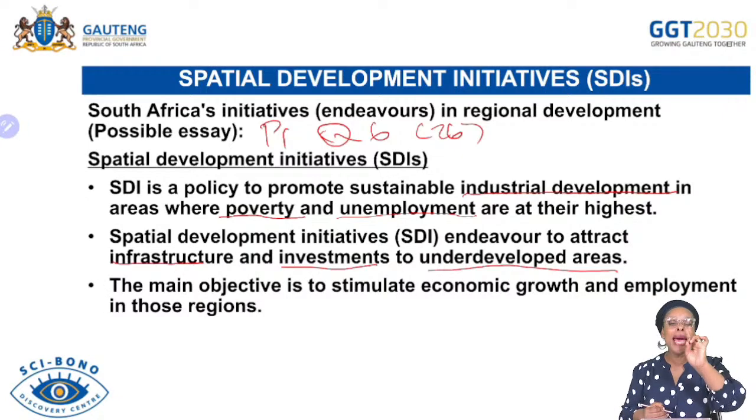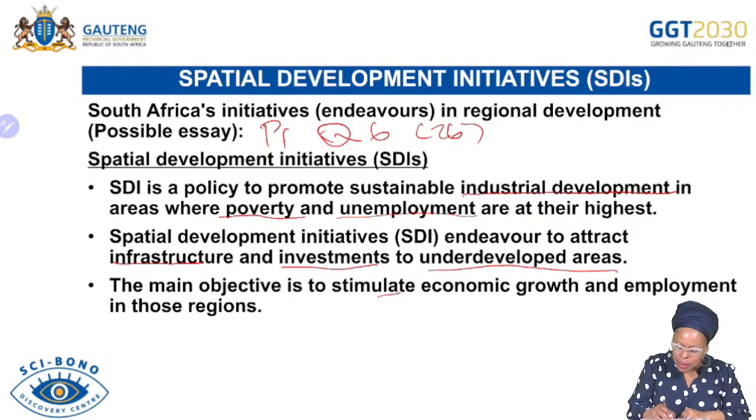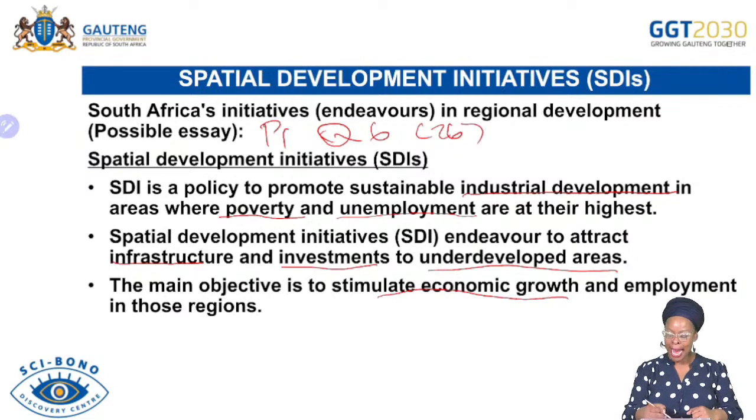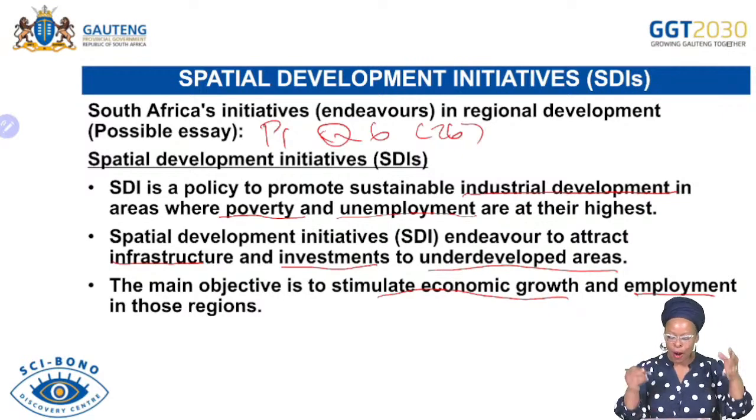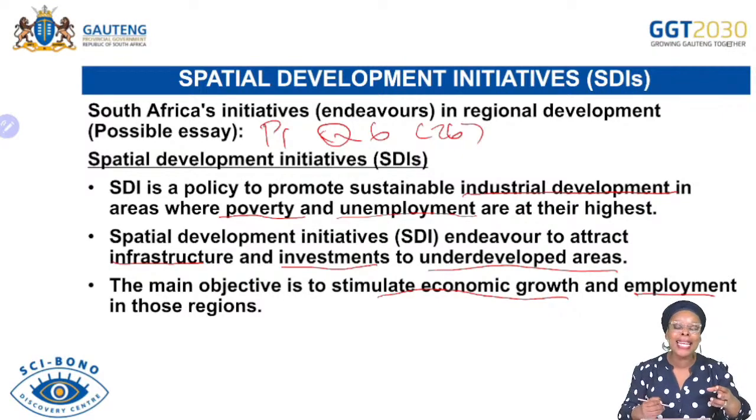But there is a main objective of SDIs. What is that? To stimulate economic growth and to stimulate employment opportunities in these underdeveloped areas, in these areas where poverty is still at its highest, where unemployment is still at its highest.